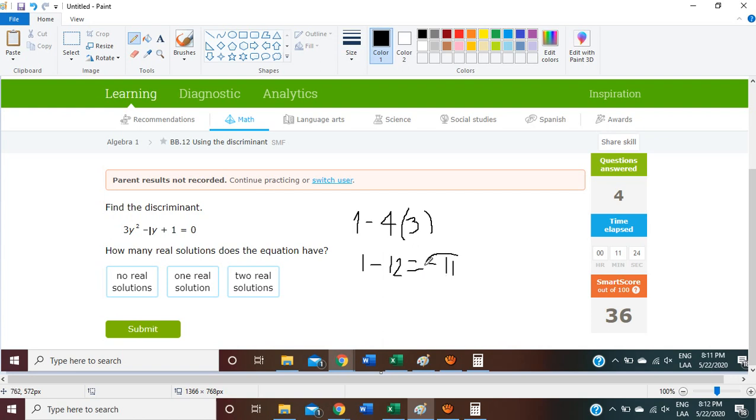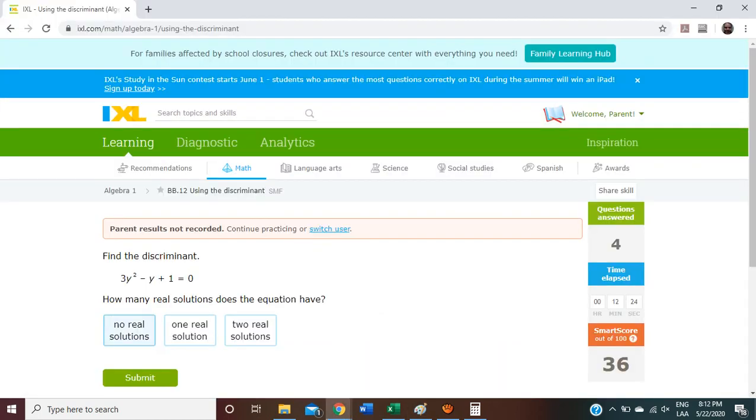Because we have a negative discriminant, there is no real solution. Remember: negative discriminant, no real solution. Positive discriminant, two real solutions. Discriminant equal to 0, one real solution. All right, we submit it and it's correct.